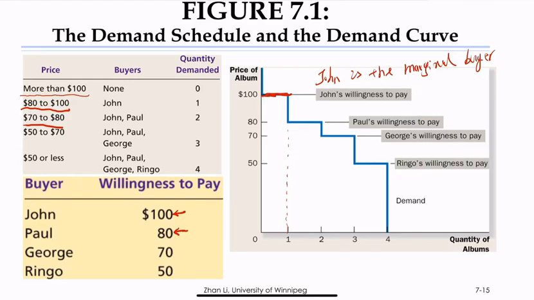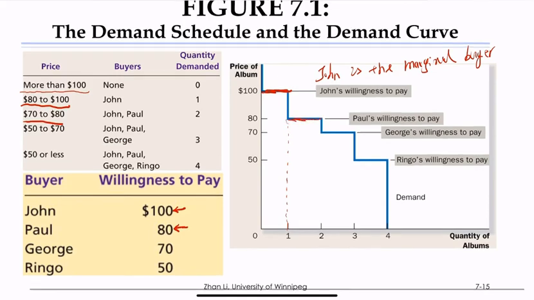And then you could make the same argument. Let's say at the price of 80, right? At price of 80, Paul is the marginal buyer, because if price rises a little bit above 80, Paul will leave the market, right?